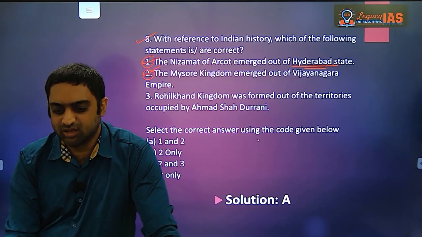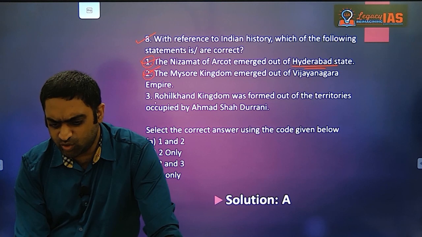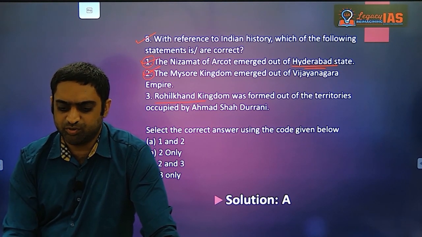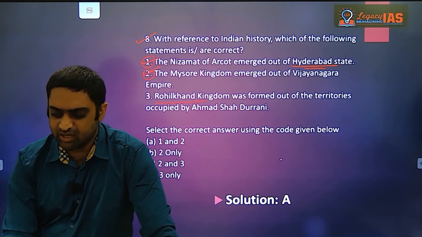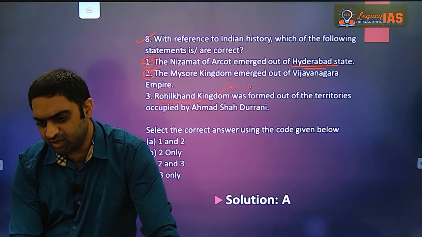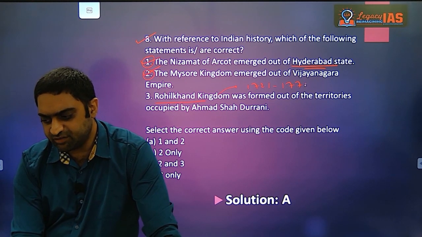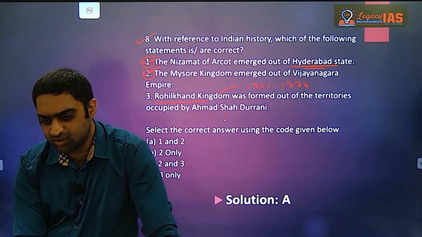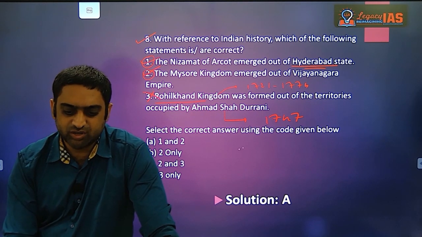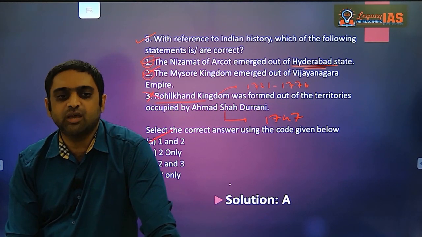the Wadayars. But here, the Rohilkhand kingdom formed out of the territories occupied by Ahmad Shah Durrani. The Rohilkhand kingdom was formed in 1721 and it went on until 1774. But Ahmad Shah Durrani's time period is 1747. So the time periods do not match here. So the wrong statement is 3 and the correct answer is A, 1 and 2 only.